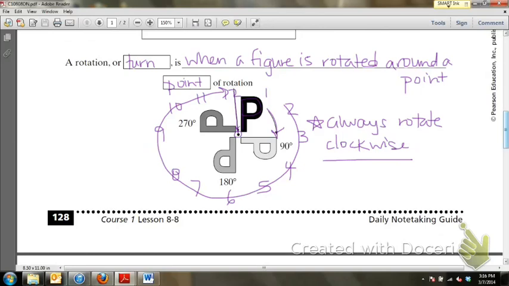If you go 90 degrees, that's going to be a quarter of the circle because we're making a circle. And a circle is 360 degrees. So 90 degrees is a quarter turn. 180 is halfway around, so you just flip it upside down. 270 degrees is 3/4 around, and 360 degrees would be right back where you started. Okay, so rotating, you're just turning it around a point. All right, let's try some examples.